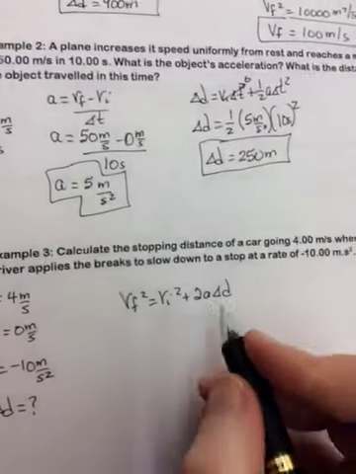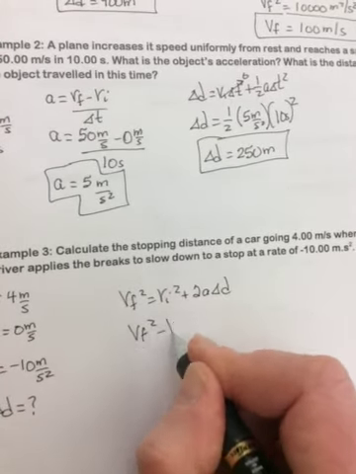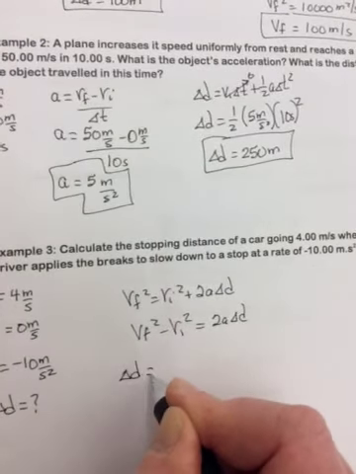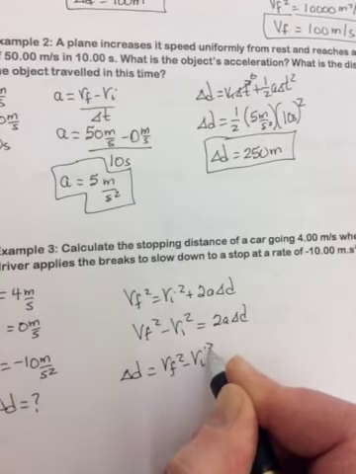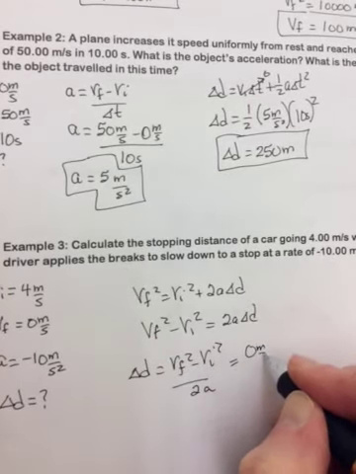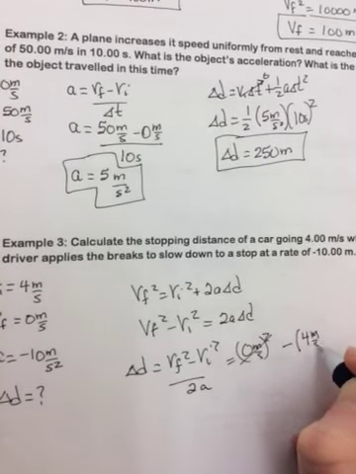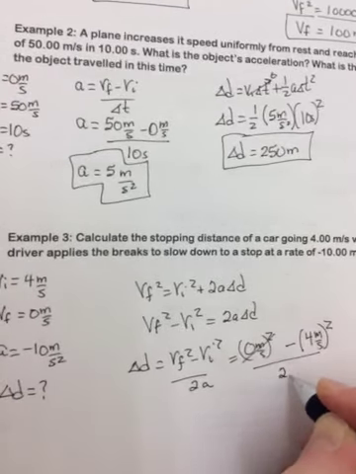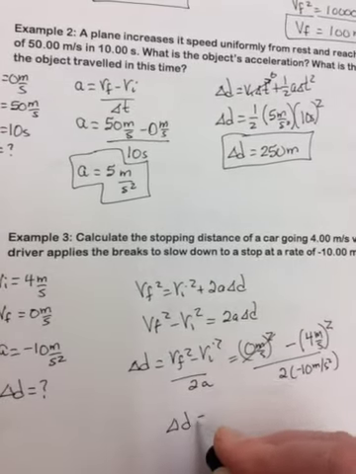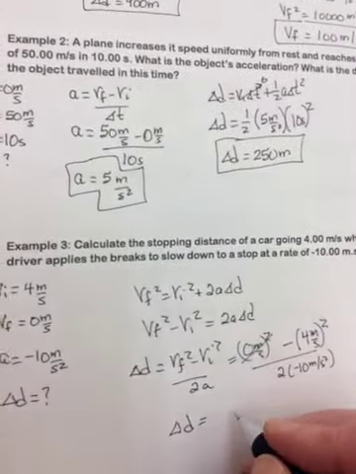You're looking for delta D, so you have to rearrange before filling your numbers in. So it'll be VF squared minus VI squared equals 2A delta D. So then delta D will equal VF squared minus VI squared over 2A. VF is 0, so 0 meters per second, squared, minus 4 meters per second, squared, over 2 times negative 10. Delta D equals 4 squared is 16. 16 divided by 20, and they're both going to be negative.